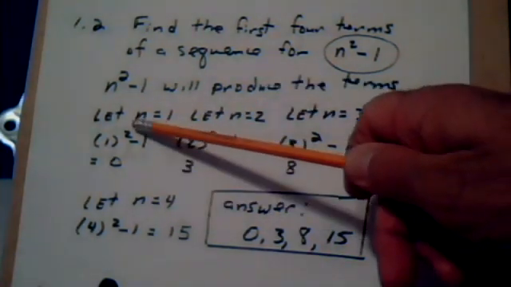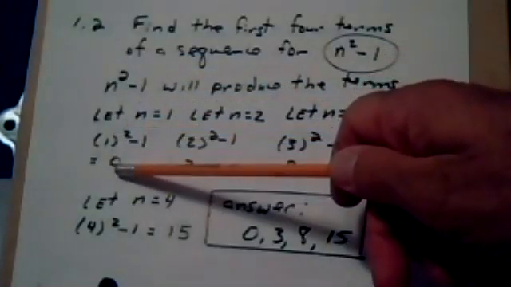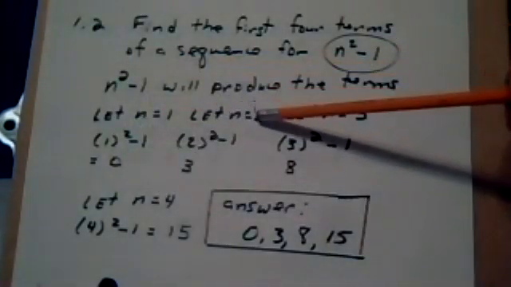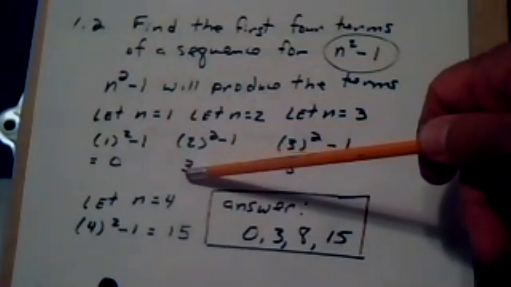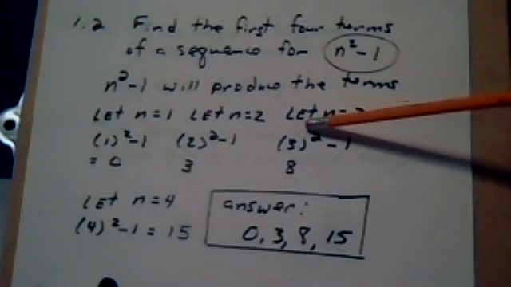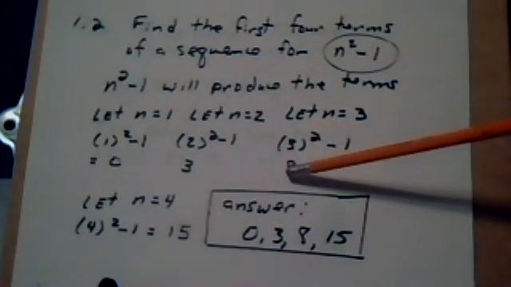So you let n equal 1, you plug it in, simplify, you get a 0. Then let n equal 2, plug it in, substitute, you get a 3. Now let n equal 3, plug it in, and you get an 8.